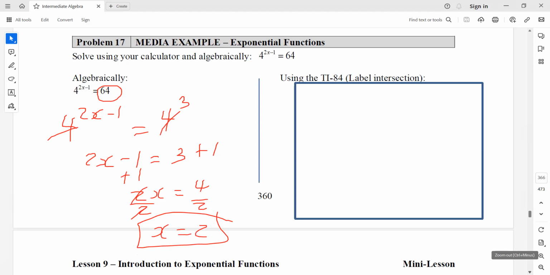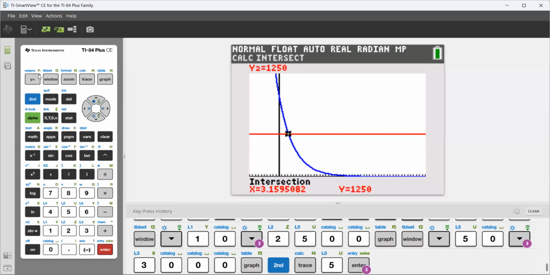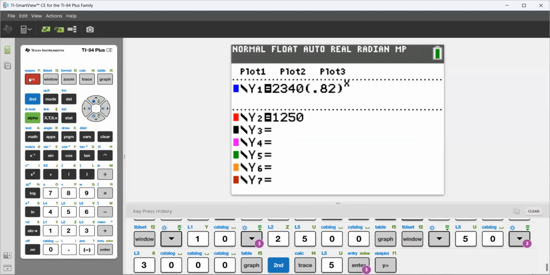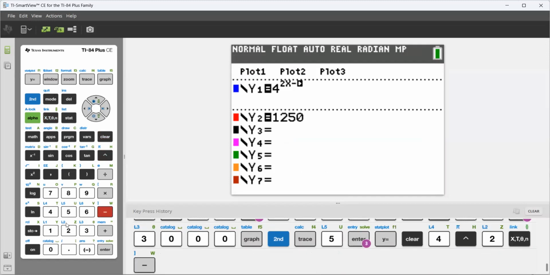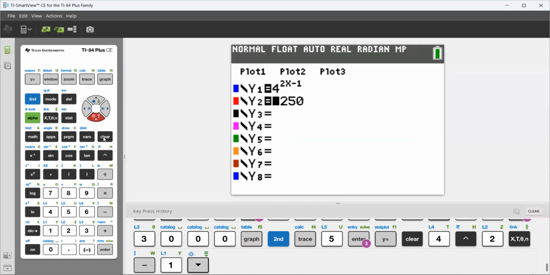And then you're supposed to get this on a calculator and draw the graph. So let's go to the calculator again. Y equals, so y1, y2, I'm going to clear this. So I have 4 to the power 2x. Now you have to watch out for the exponent. Yes, 2x minus 1 is all exponent, right? You don't want the 1 to come down. And then my y2 is going to be 64.